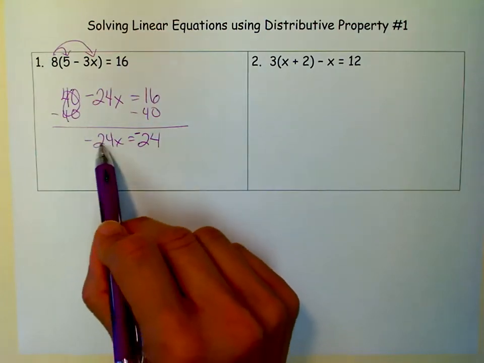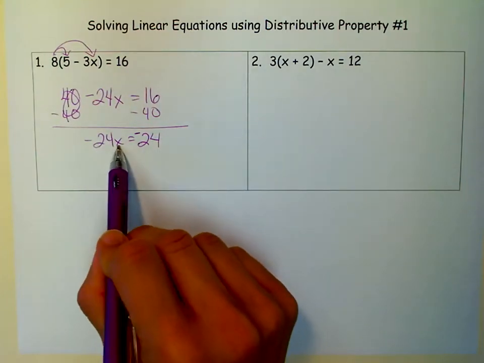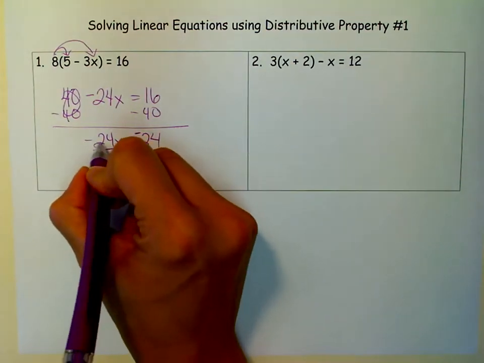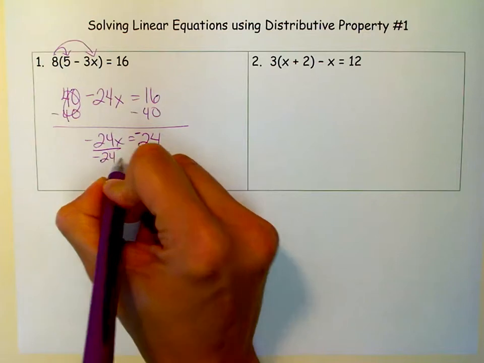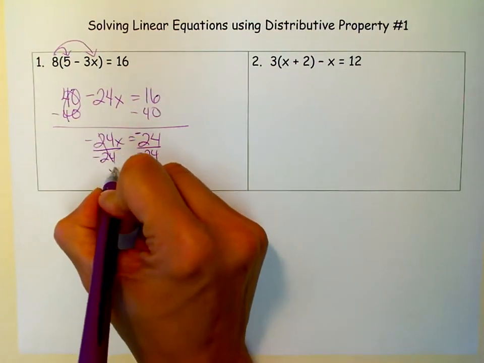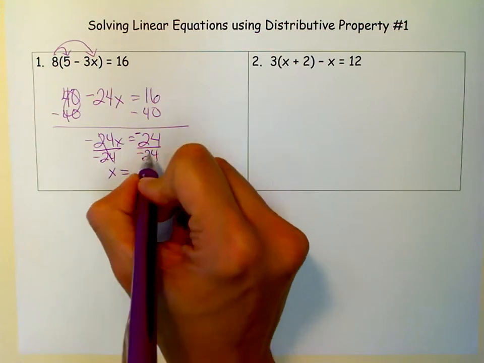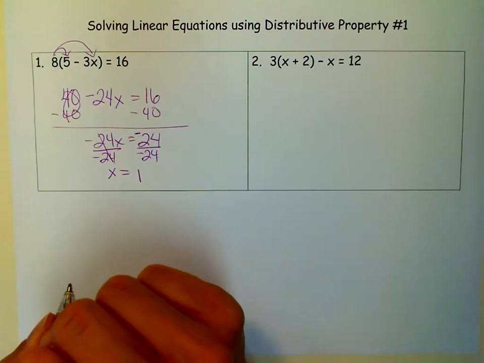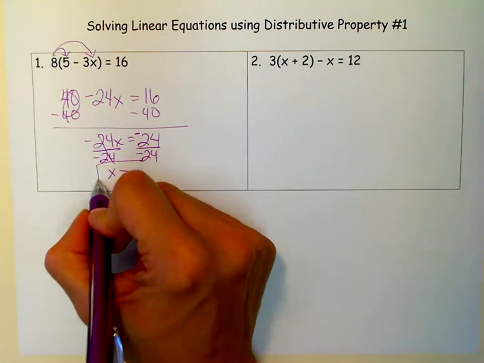I need to get rid of this negative 24, not that one, this one, the one that's in front of the x, because my goal when I'm solving is to get x alone. So I'm going to divide, because it was being multiplied. I'm going to divide, which is the opposite of multiplication. Negative 24x divided by negative 24 is x, and negative 24 divided by negative 24 is 1. And this is my answer.